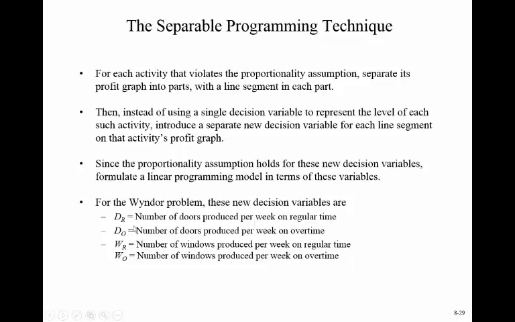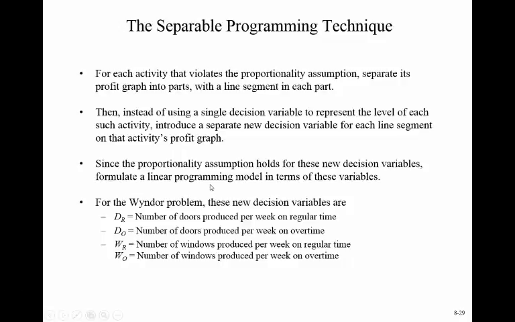There's the DR, which is number of doors on regular time. DO is the number on overtime. Same thing goes for Windows. So now instead of having just 2 variables, one for doors, one for Windows, we have a total of 4 variables, again, depending on the product and whether you're using regular or overtime.